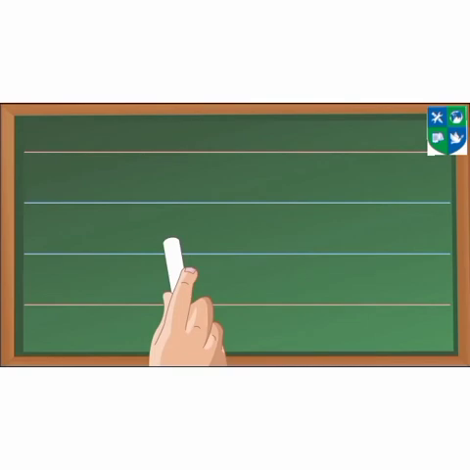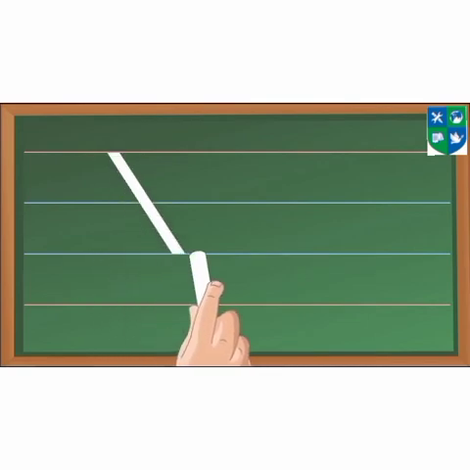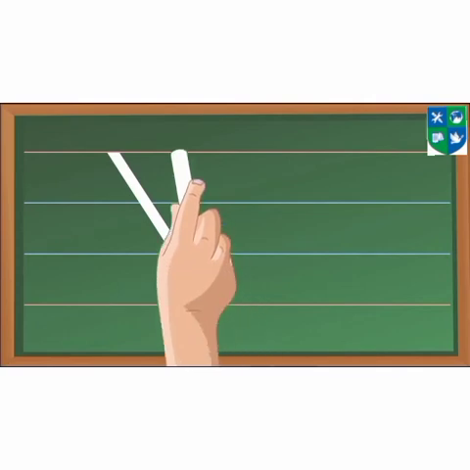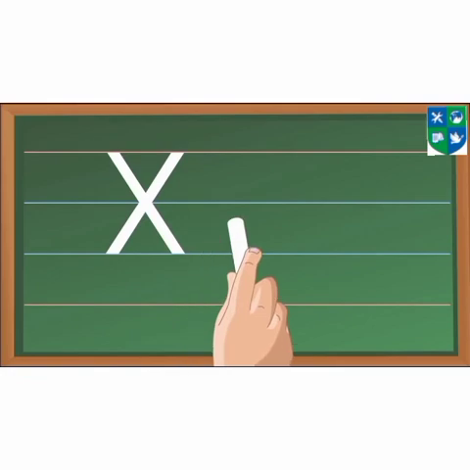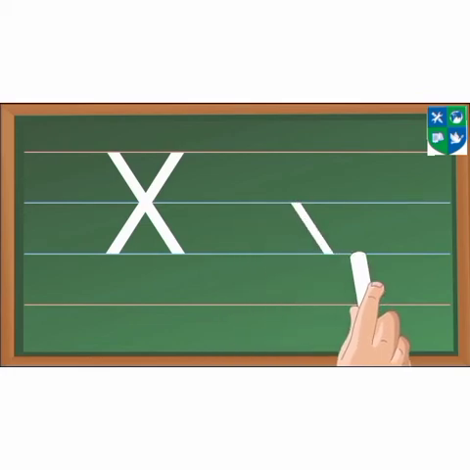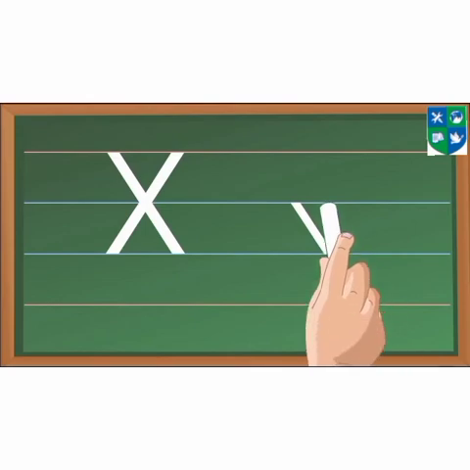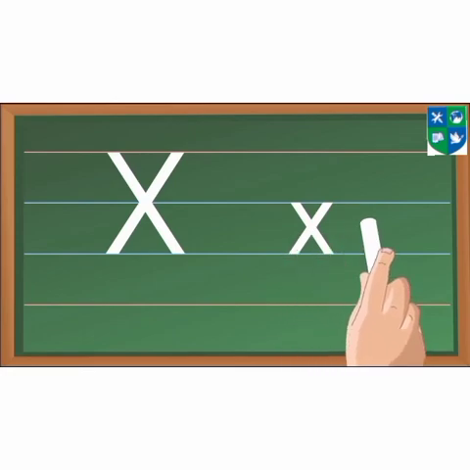Starting from the top, draw a slanting line down towards the right and then go to the top and draw a slanting line towards the left, cutting the first line in the middle. Small x. Starting from the middle, draw a slanting line down towards the right. Then go to the middle and draw a slanting line towards the left, cutting the first line in the center.